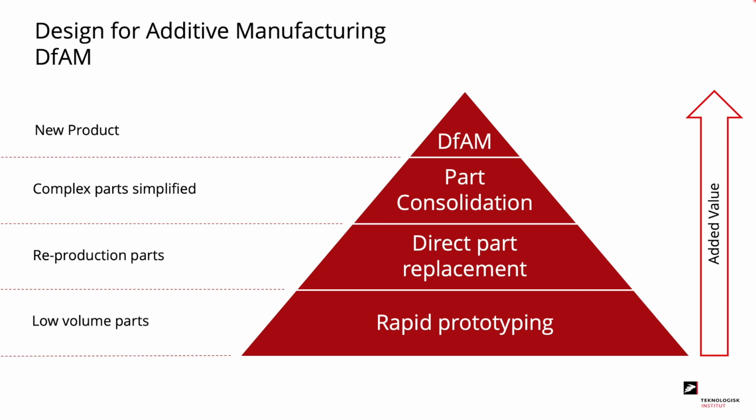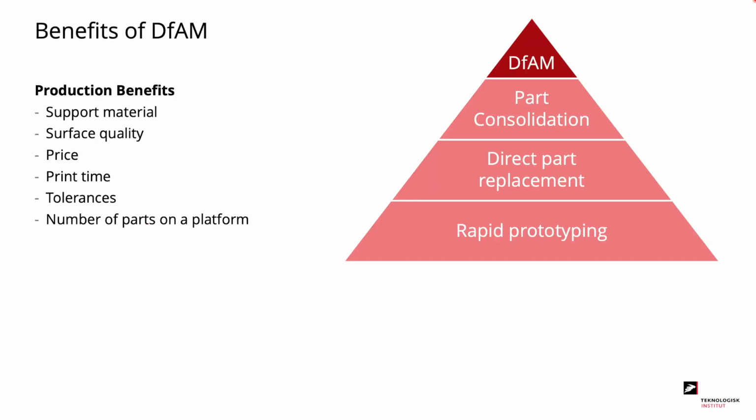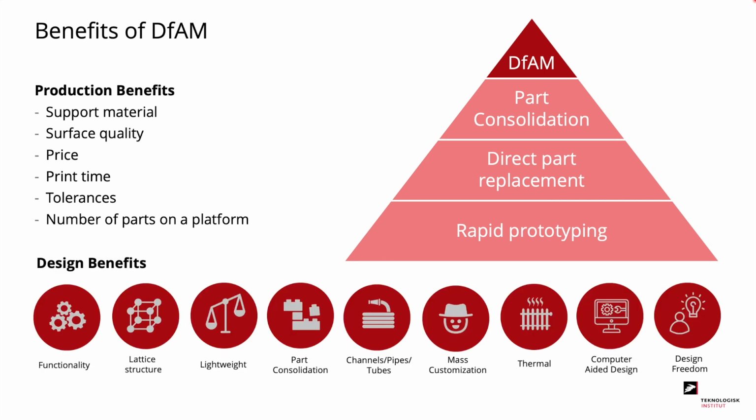And ideally, we want to be on top of the pyramid where we utilize additive manufacturing to create new products. If we look at some of the benefits that we achieve by moving to the top of the pyramid and design new products, we can see that there's a whole range of them. We need less support material, we get a better surface quality, we get a lower price, shorter print times, better tolerances, and we're able to fit more parts on a platform. In addition, we get a range of design benefits, as we can see here. For instance, we can build lattice structures, we can make lightweight products, and we can take advantage of part consolidation.